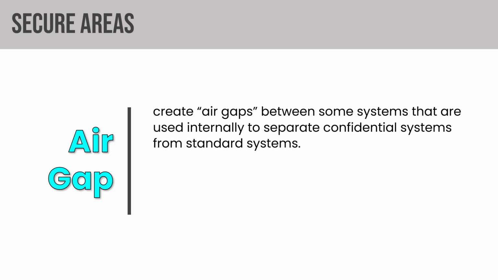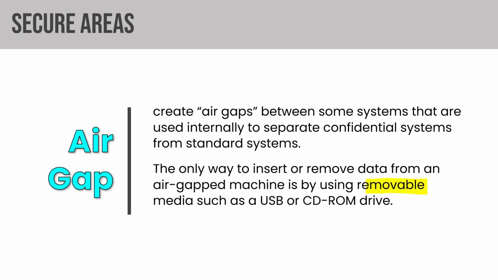Air gap. So we create air gaps between some systems that are used internally to separate confidential systems from standard systems. So the only way to insert or remove data from an air-gapped machine is by using removable media, such as a USB or CD-ROM drive.